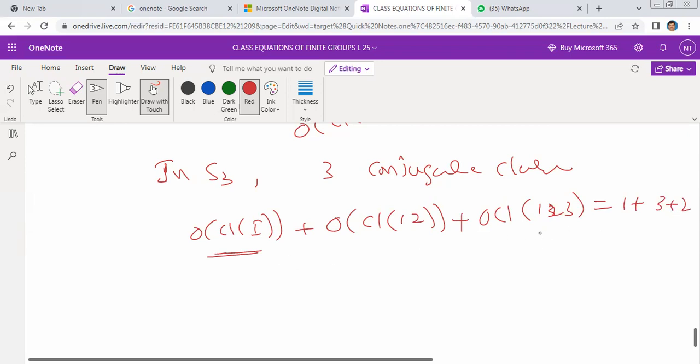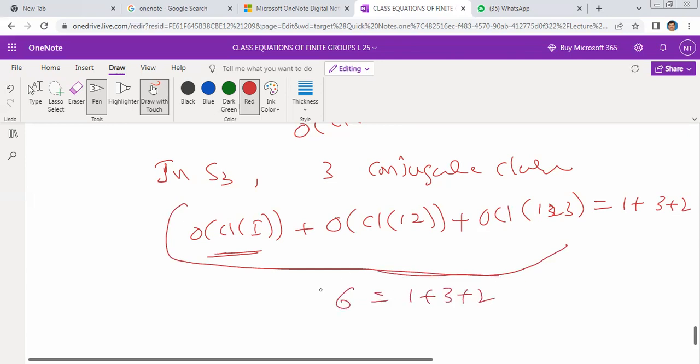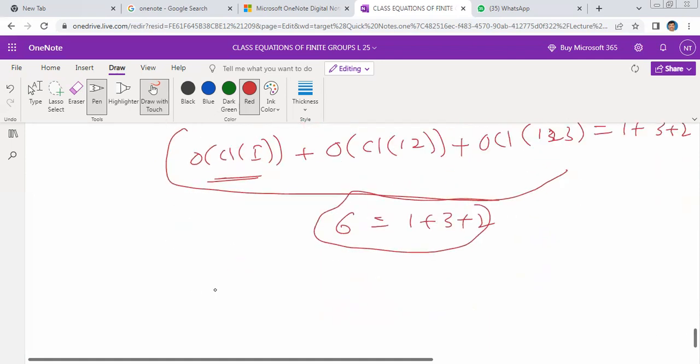Therefore, the total order of all conjugate classes is equal to 6, which is 1 plus 3 plus 2. Because we have a statement: the summation of the orders of the conjugate classes of a non-abelian group S3 is equal to the order of G. Here the order of G, S3, is 6 elements. So this is the conjugate class of S3.